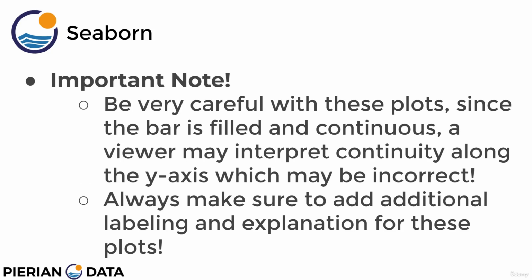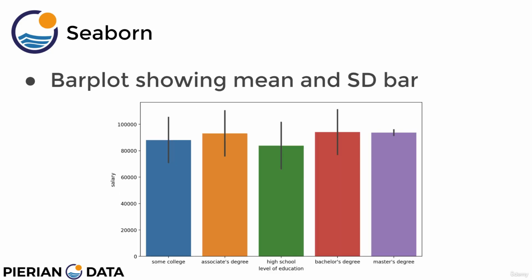Now before we actually show you this plot, I want to tell you a very important note here, is that you should be really careful when you're doing something like a standard bar plot for displaying a mean or a standard deviation. Because the bar is filled and continuous, a viewer may interpret continuity along the y-axis, which may or may not be correct. So you should always make sure to add additional labeling and explanation for these sort of plots. Be very careful with just a general bar plot. It's showing filled continuity along the y-axis, which could be misleading.